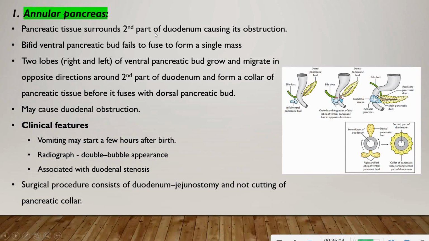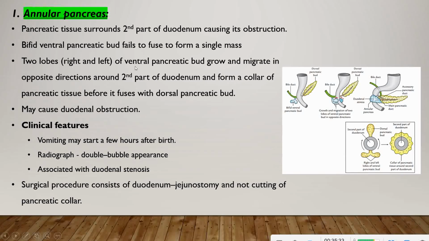Pancreatic tissue surrounds the second part of the duodenum, causing its obstruction. Here, the bifid ventral pancreatic bud fails to fuse to form a single mass. You can see here there is a ventral pancreatic bud and there is a dorsal pancreatic bud. This is not fusing with the dorsal pancreatic bud, so it is completely surrounding the second part of the duodenum. This is known as annular pancreas. It may cause duodenal obstruction.